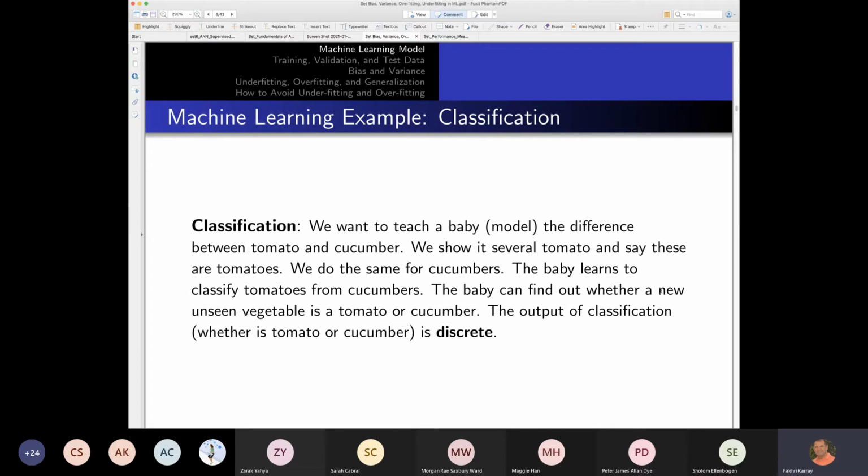So the baby can find out whether a new, unseen vegetable in the future is a tomato or cucumber. As soon as it sees something that is almost spherical and red, it says that this is a tomato. If it's not, and if it's elongated and green, then we call it a cucumber. So the output of classification here, whether tomato or cucumber, is known as discrete. This is the definition of classification, which I provided a few lectures ago.